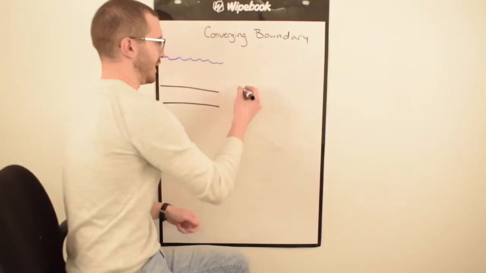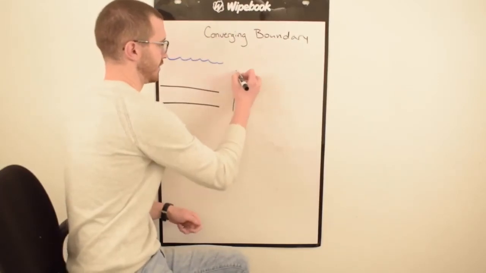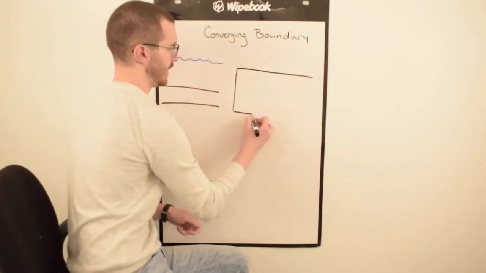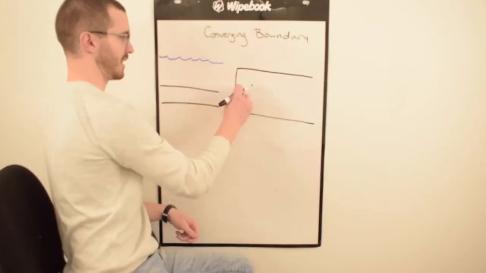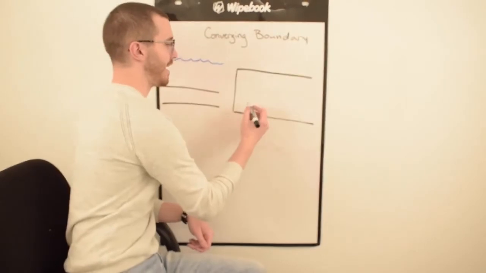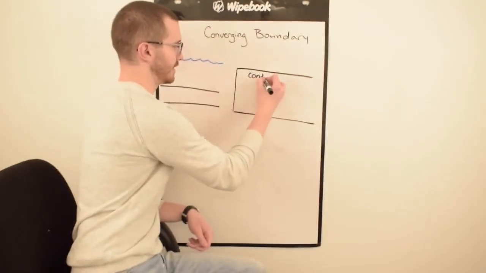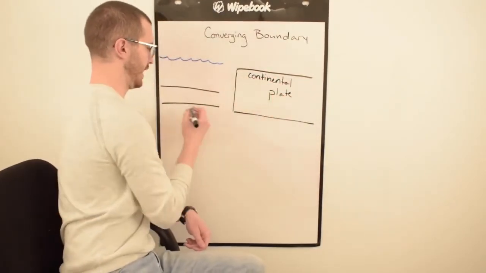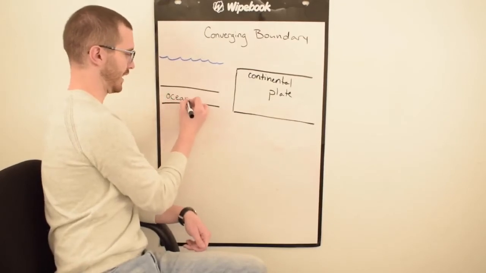And we can also have a plate that is continental. Now we know that because it's continent, it has to be thicker, because if it was the same thickness, all of the water would rush onto that land. And so here we have, in this case, a continental plate. And here we have what we call an oceanic plate.